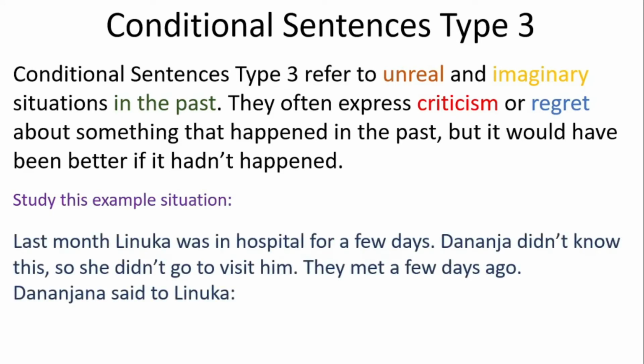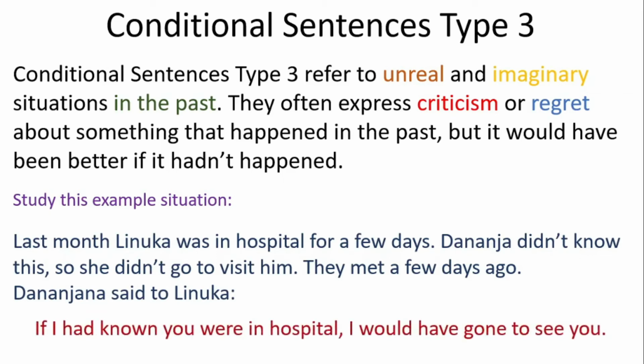Last month, Linuka was in hospital for a few days. Dhananjana didn't know this, so she didn't go to visit him. They met a few days ago. Dhananjana said to Linuka, "If I had known you were in hospital, I would have gone to see you." This example expresses regret. It would have been better if she had known he was in hospital. Then she would have gone to see him. This is an unreal and imagined situation which refers to something that happened in the past.